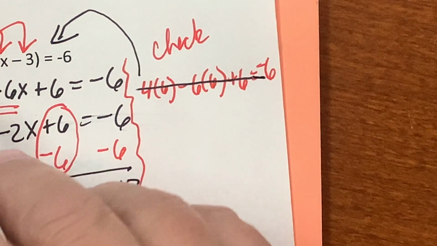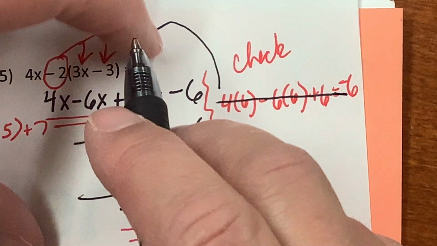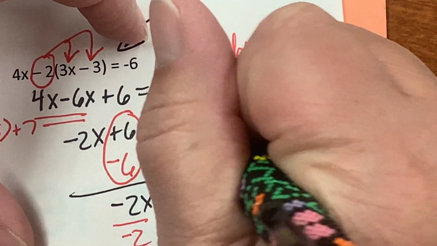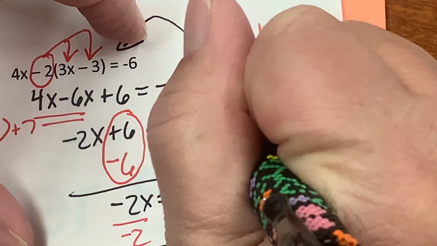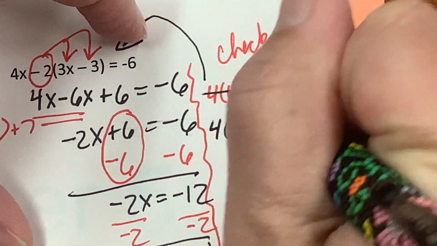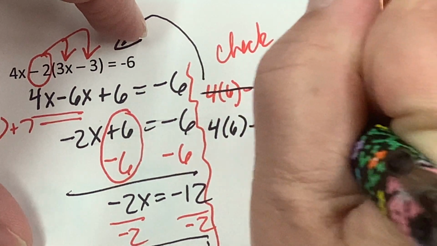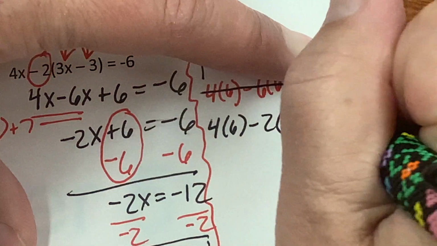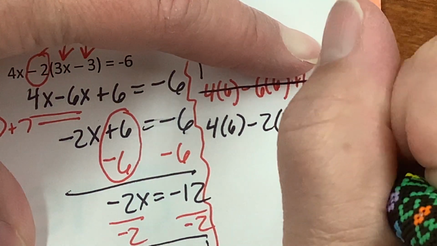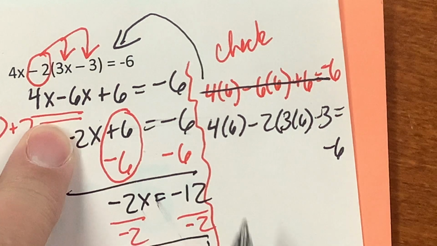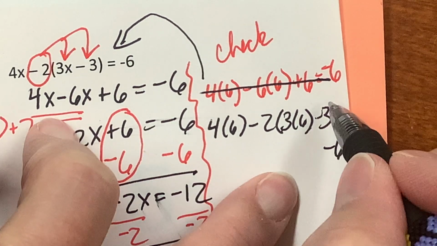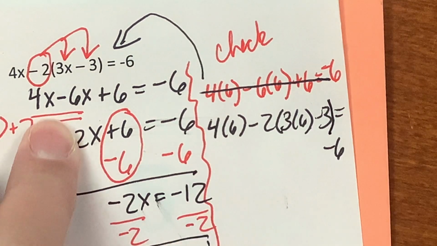I have to use the original equation. So what I really need to do is 4 times 6 minus 2 times 3 times 6 minus 3 equals negative 6. I have to do all of this in the calculator. Look at all those parentheses.